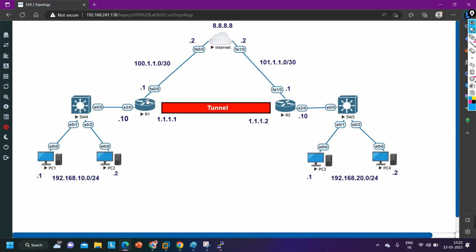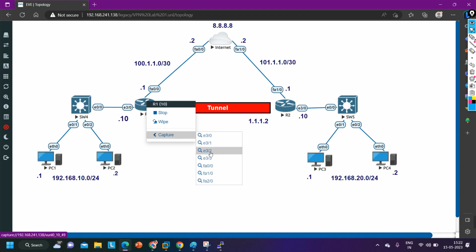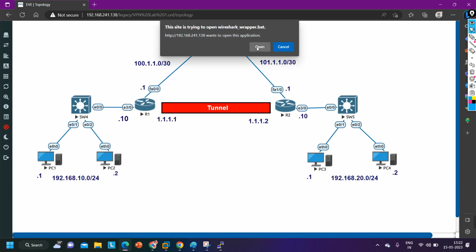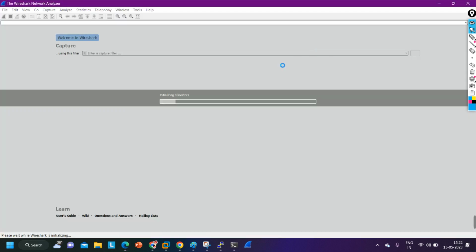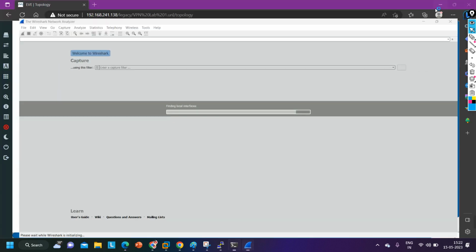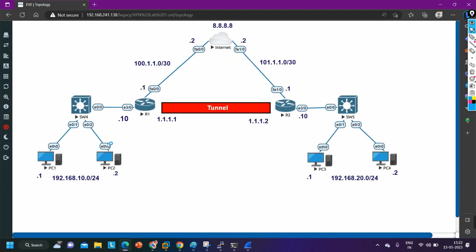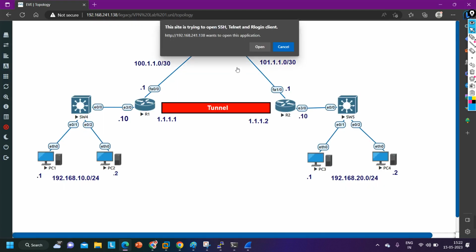Now I am going to capture the link F0/0 on router number 1. Let me capture this link so that I can show you the data. I have captured this link, and now I am going to ping the remote site user from site 1, from branch 1. So let me take access of PC1.